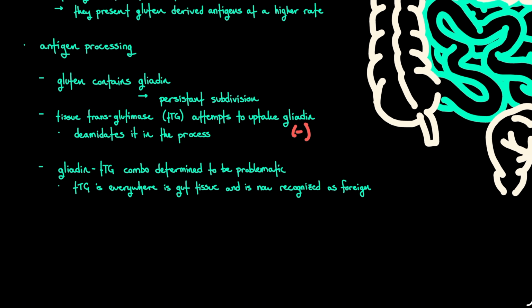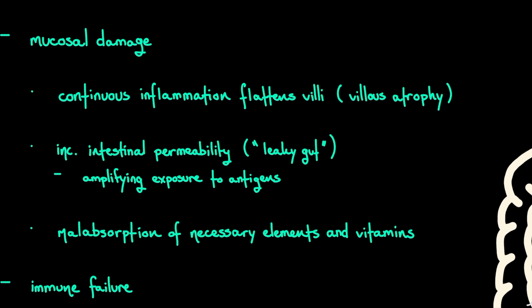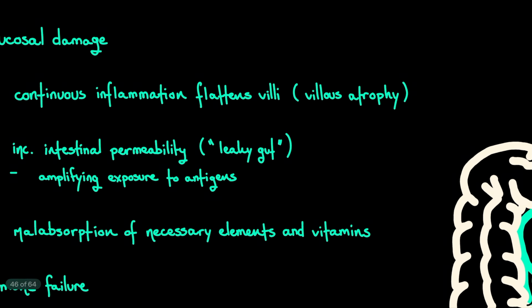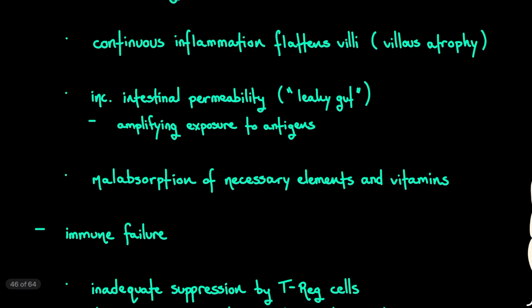So let's talk about what this leads to. If I have that enzyme everywhere and I'm eating gluten, then that combo is going to be ubiquitous. It's going to be all throughout my small intestine. So that means I have continuous inflammation, and that is going to damage the heck out of the mucosal lining, flattening the villi. Fancy word for that, villus atrophy, just the breakdown of those villi.